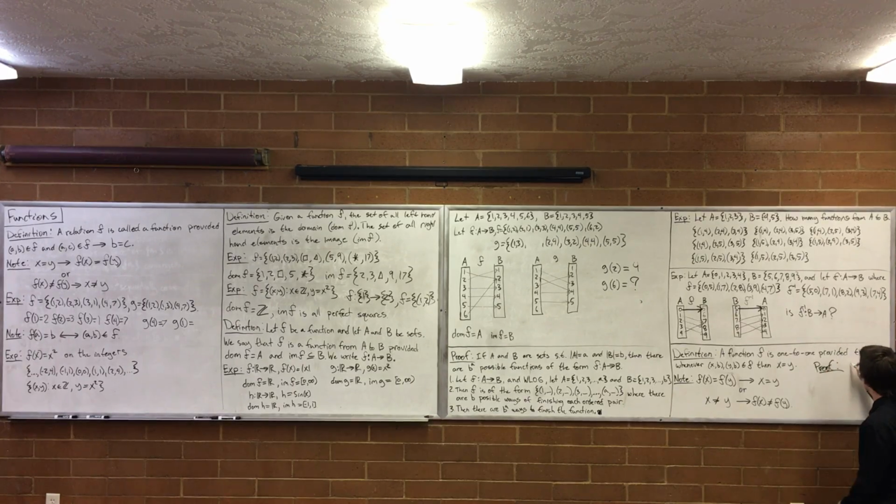Proof: f of x equals x plus 3 is 1 to 1. Assume f of x equals f of y, and I need to show that that leads to x equaling y.